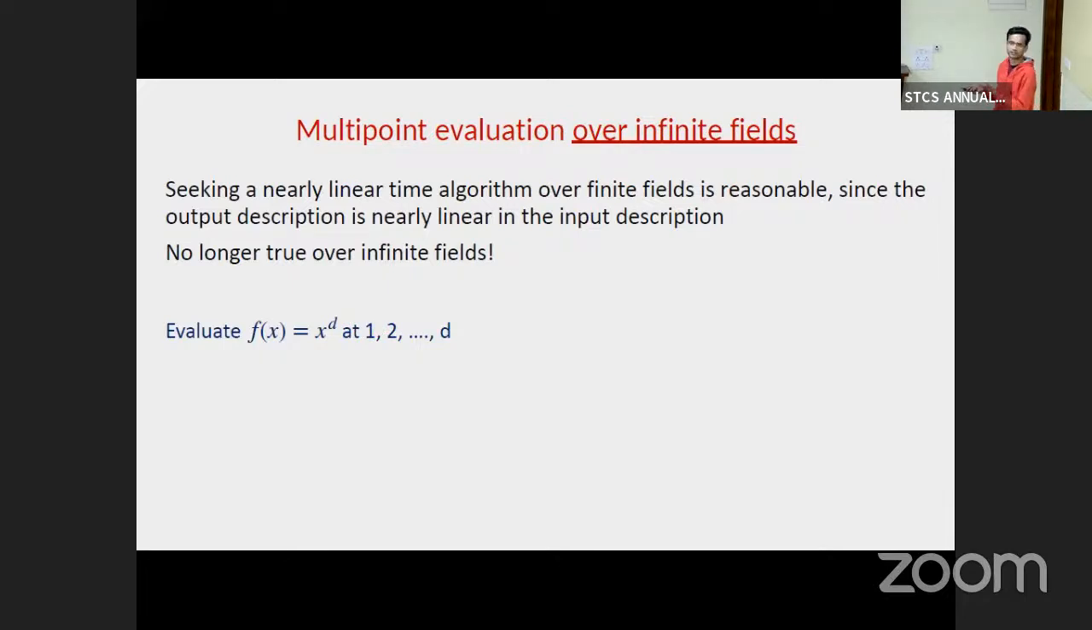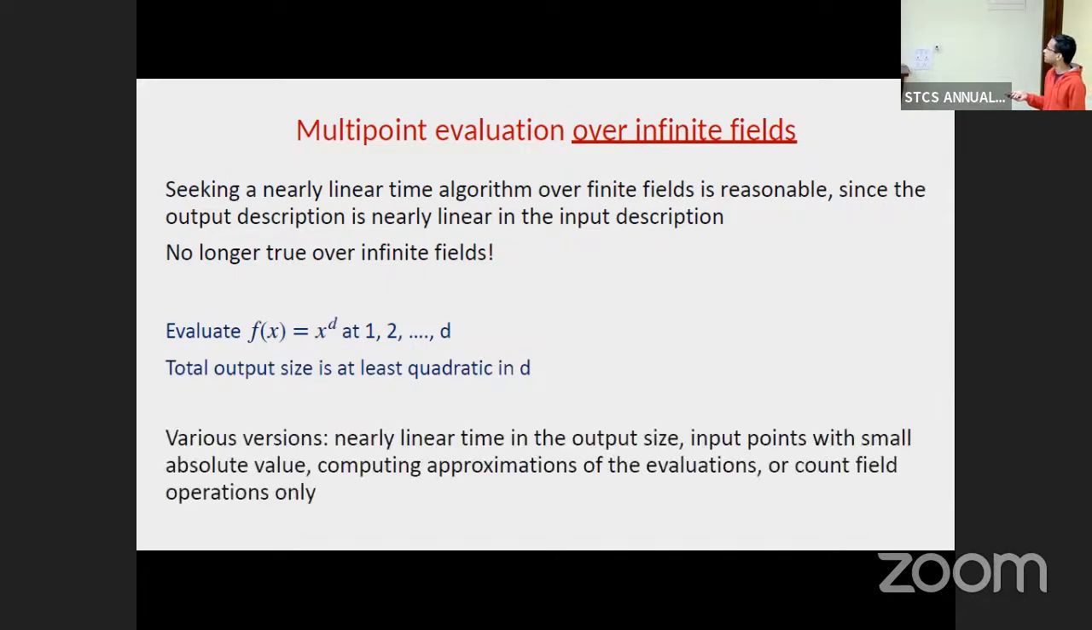So the output size is actually quadratic in d. So you can't really go for a linear in d time algorithm. So over infinity, you have to be careful. There are various versions of this problem that you can ask over infinity. For instance, we could seek an algorithm whose time complexity is linear in the output size. That's the best we can hope for.